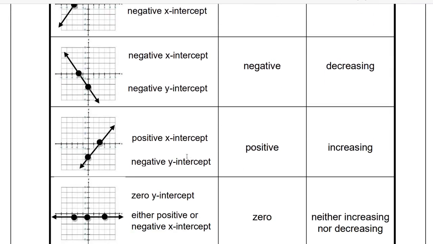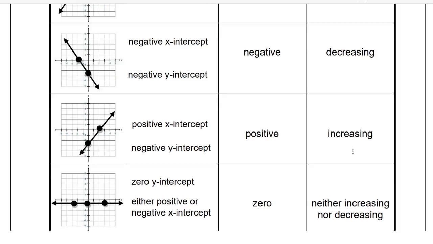Next, if you have a positive x-intercept and a negative y-intercept, the slope is positive and the trend of the graph is increasing.